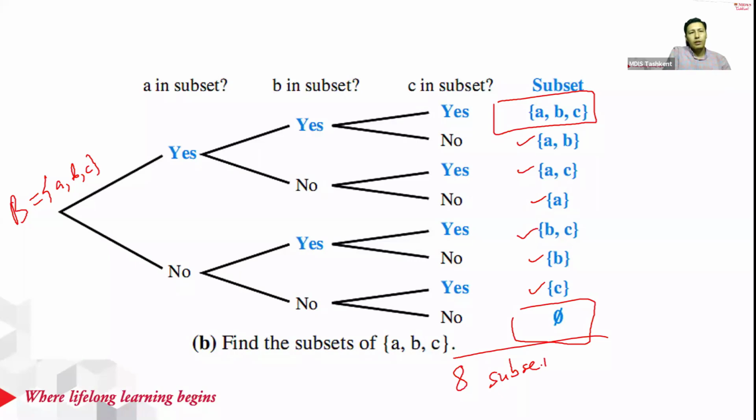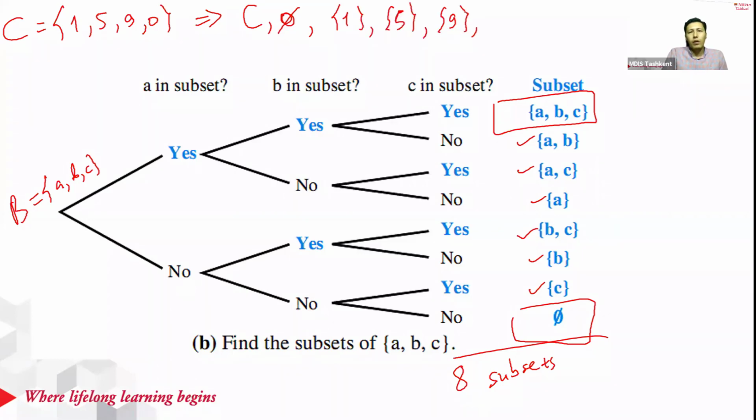Another example, let's say I have 1, 5, 9, 0. I have this set, which has how many? 4 elements. Let's list all the subsets. So the first ones are the empty set and C itself, from the property. Then we can take 1, 5, 9, 0.